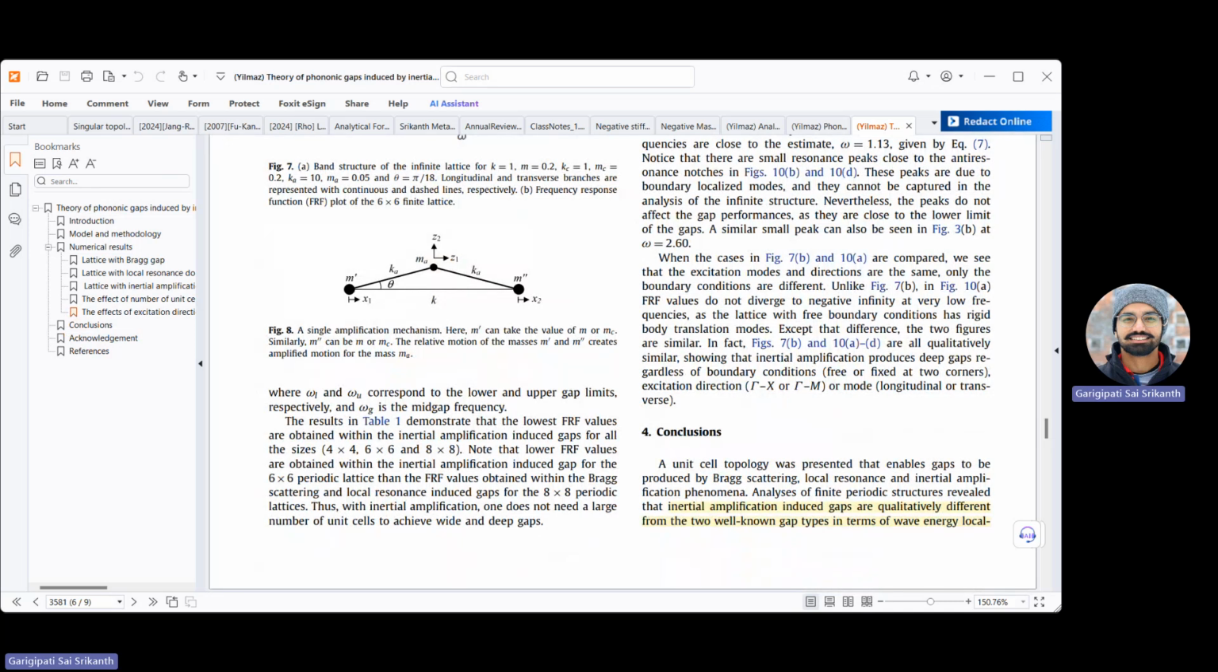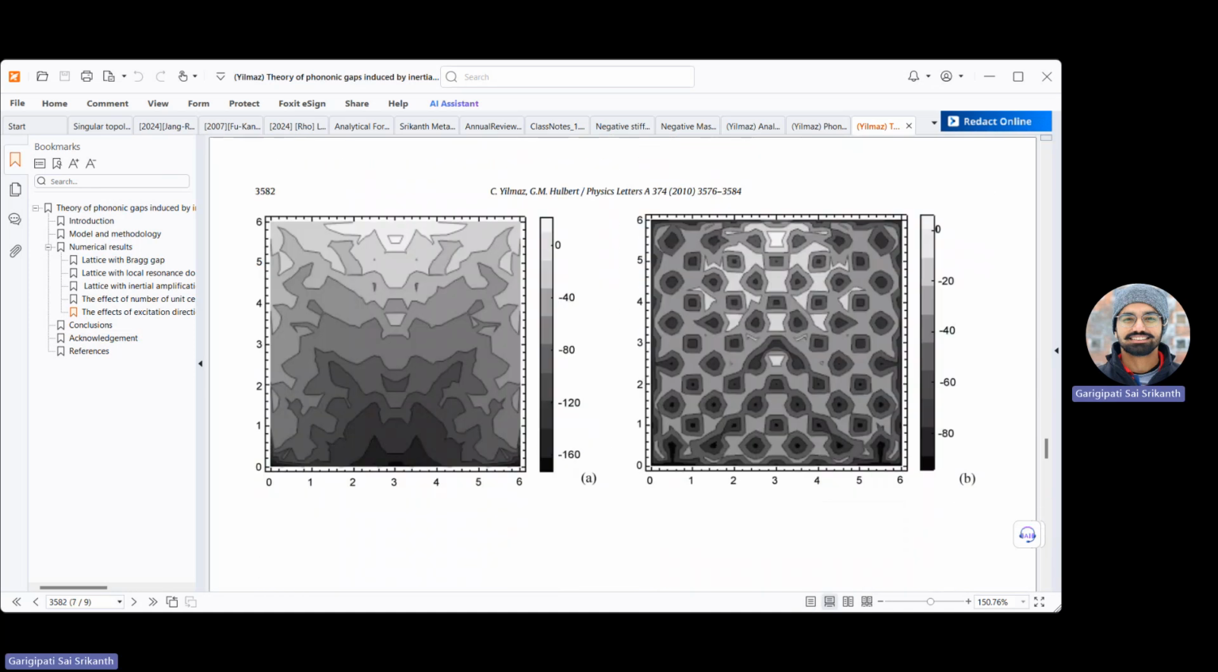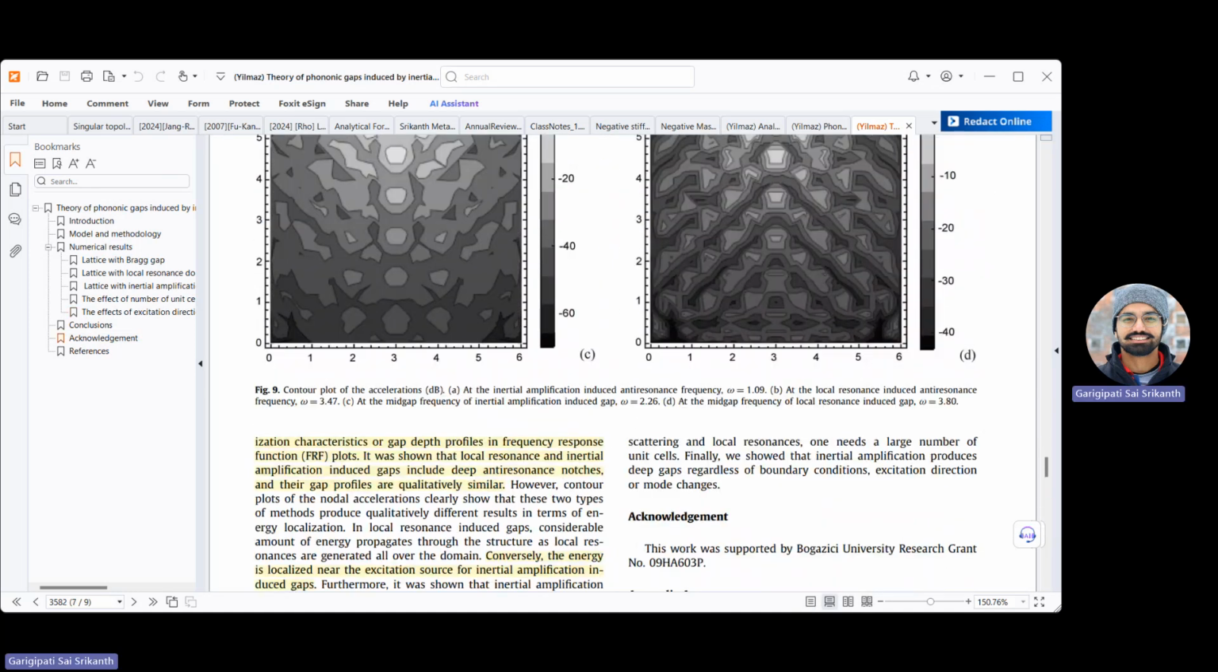Also, they say that inertial amplification gaps are qualitatively different from the two well-known gaps in terms of wave energy localization and depth profile. So they are saying that local resonance and inertial amplification both have deep anti-resonance notches, and their gaps are qualitatively similar.